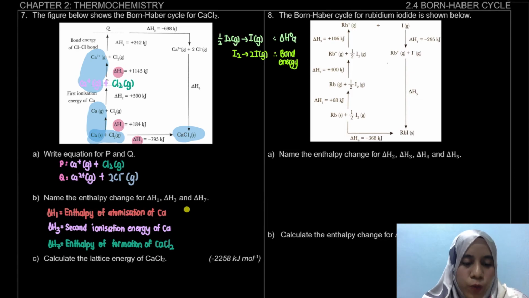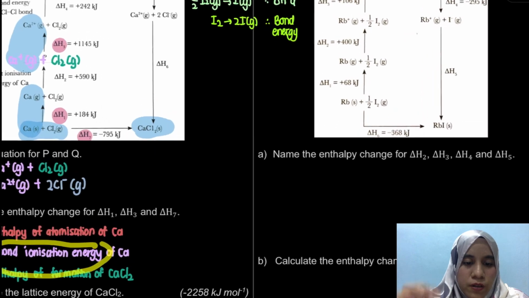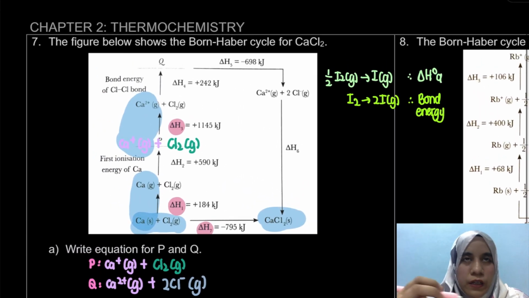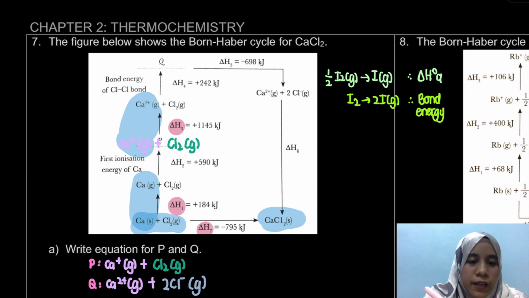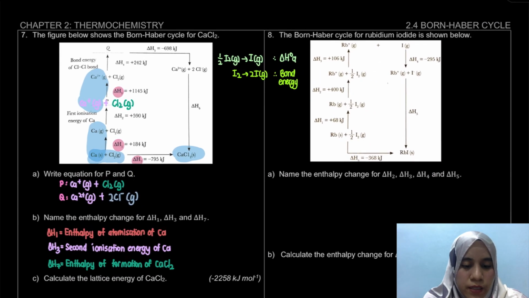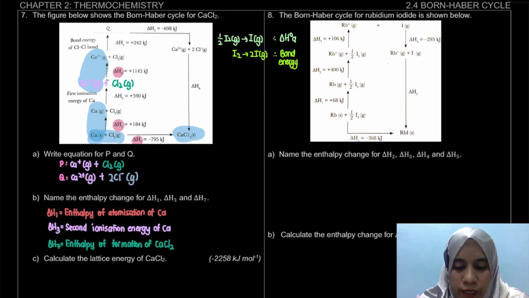So quite straightforward. Just this one, remember it's second ionization energy because we remove one more electron. First ionization energy becomes Ca+, right. The second one will become Ca2+. Okay, last but not least, C. Calculate the lattice energy of CaCl2. So which one is the lattice energy? Lattice energy is H6. This is the unknown.